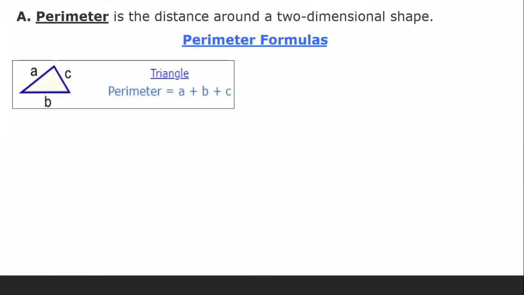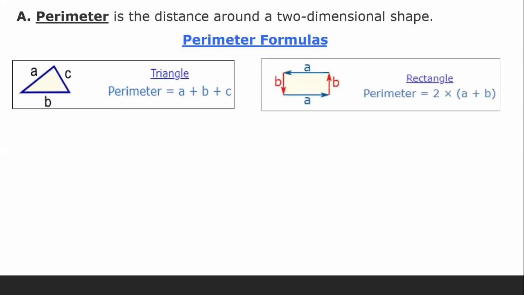First, we have here the triangle. Okay, all you have to do is to add all the sides given on a certain triangle, and that is already the perimeter of a triangle. Next, rectangle. As presented on the first video, the opposite sides of a rectangle are equal. Okay, so we have here the formula. We'll just simply add the two sides, the length and the width, multiply it by 2, and that is already our perimeter of a rectangle.